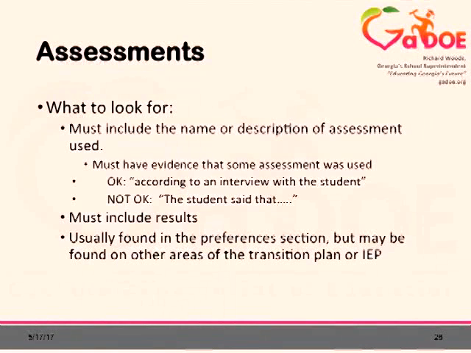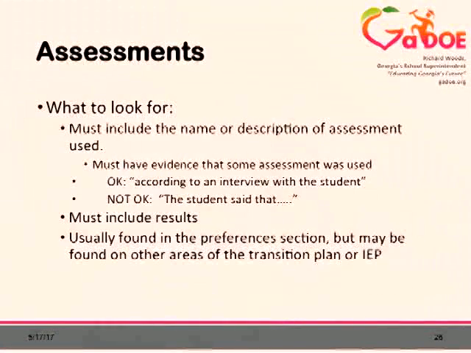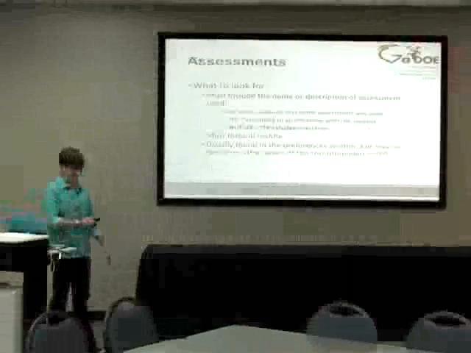Okay, so these are the things to look for in your assessments, and you're going to hear me repeat these things because it's so very important. Doesn't hurt to hear it more than once. It's also on your transition planning checklist. It's also on the documentation checklist, or the rubric. You must include the name or the description of the assessment used. You have to have evidence that some kind of assessment was used. It's okay to say according to an interview with a student, but it's not okay to say just the student said that. All right, I hope you understand.